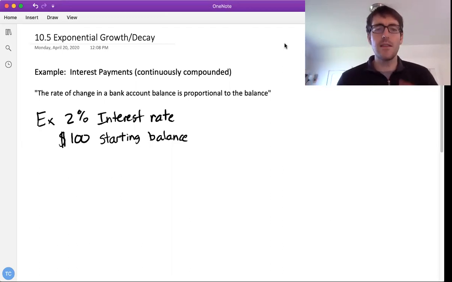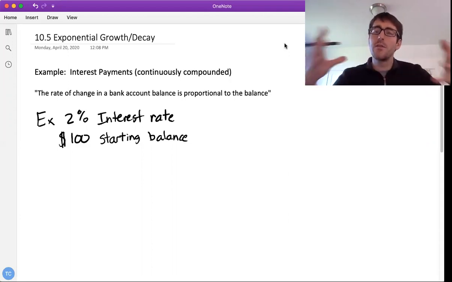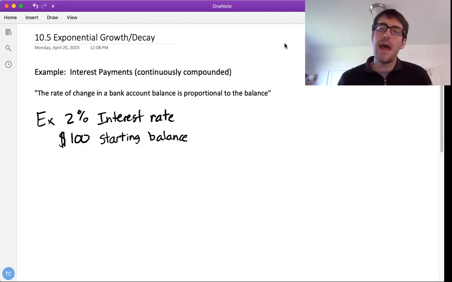So when we say that a bank account is earning 2% interest, what we mean is if, for example, we start off with $100, then money's being added to the account at a rate of $2 a year. All right, so that's what that means. But that's subtly different than saying that over the course of a year, we will gain $2.